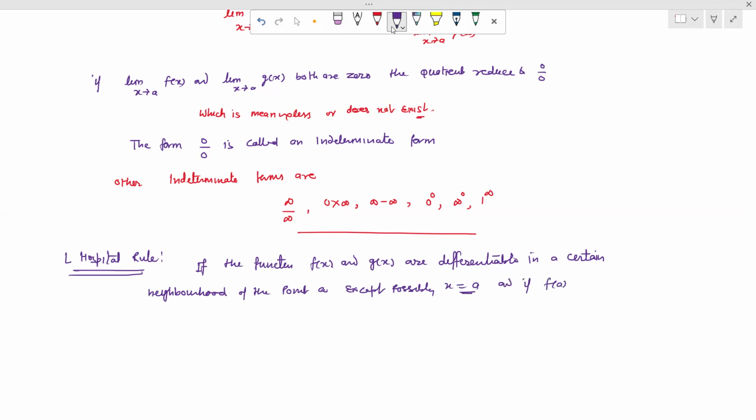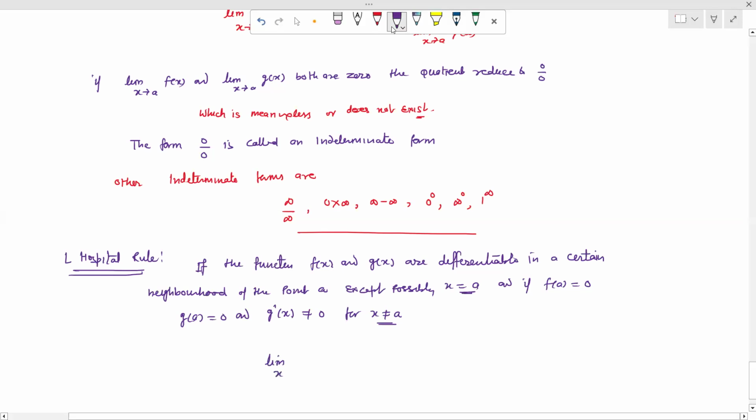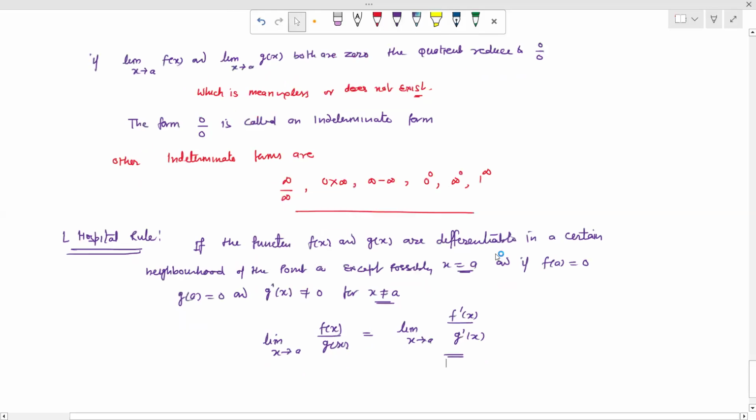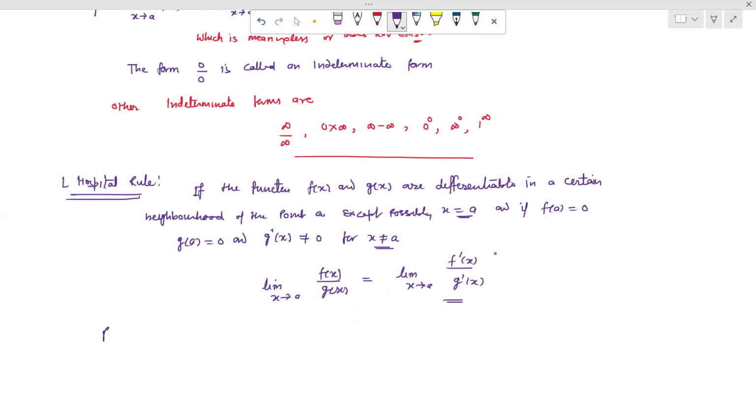And if f(a) is equal to 0, g(a) is equal to 0, and the derivative g dash x is not equal to 0 for x not equal to a, then we can write the limit x tends to a, f(x) upon g(x) is equal to the limit x tends to a, f dash x upon g dash x. That is, differentiate the numerator in the numerator and the denominator in the denominator, provided the limit on the right exists.